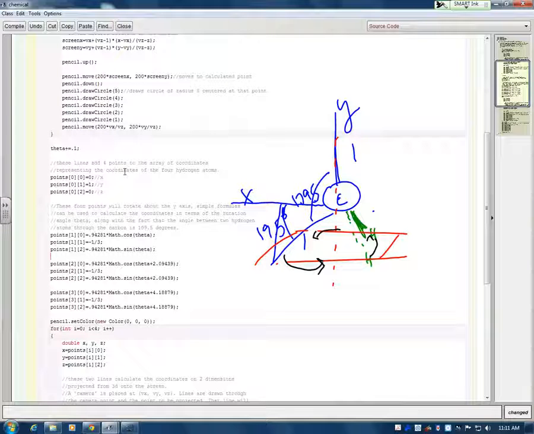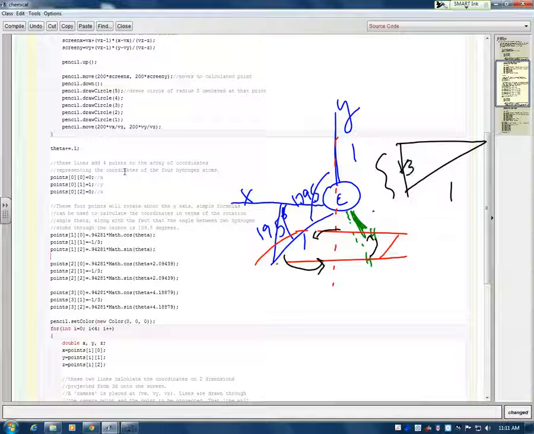So since this length is 1, then this length right here would be the sine of 19.5, which is 1/3, and negative because it's below the y-axis. So then to calculate the x position is slightly more complicated. I'm going to look at it from a different perspective.